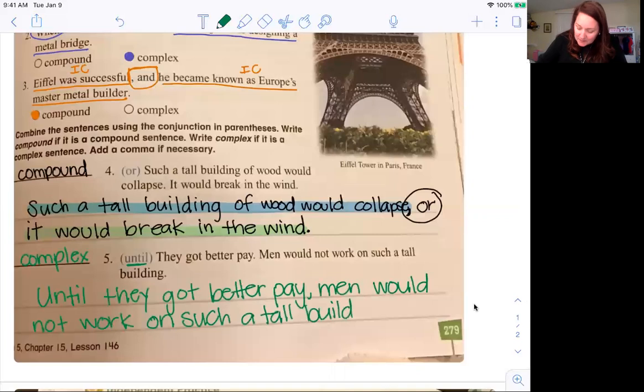They're smart guys because that is so tall. And back then they didn't have all the safety equipment that we have now in construction. So they're smart men.